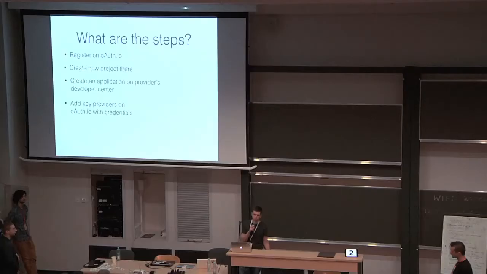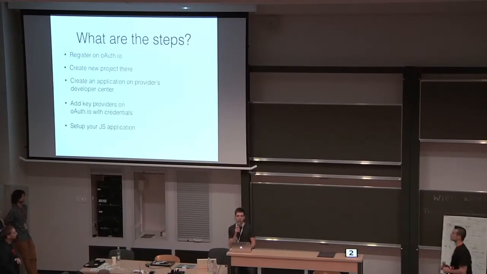Firstly, we need to register on OAuth.io. Then we have to create a new application, a new project there. We have to create an application in the provider's developer center, for example Twitter, Facebook, LinkedIn, and so on. We have to register our application there. Then we need to add the provider keys on OAuth.io. When we register an application, for example on Twitter, we get a secret key and public key, and we need to provide these on OAuth.io. Next, we have to set up our JavaScript application, and then we can get data and use it as we wish. And that's all.